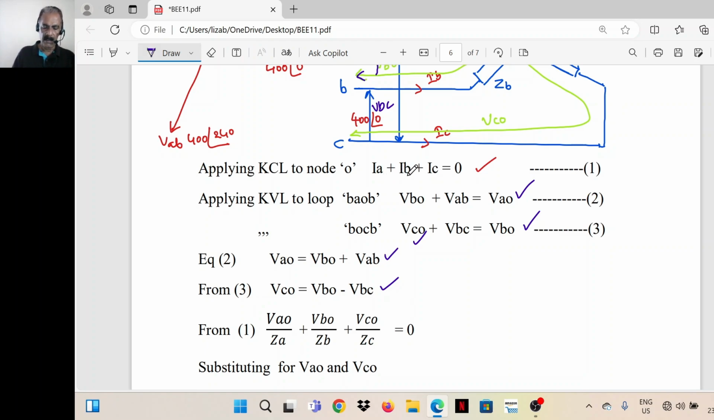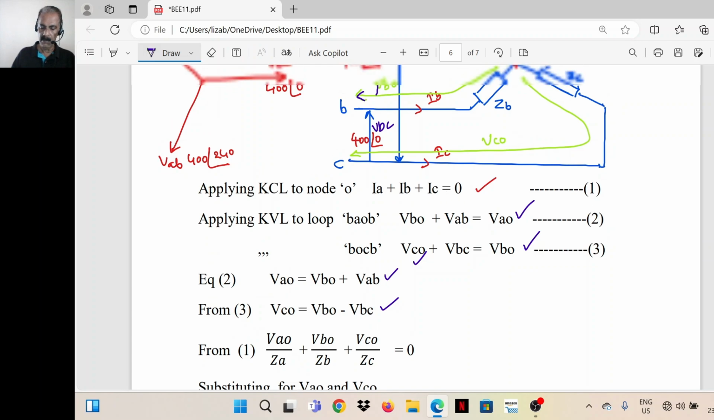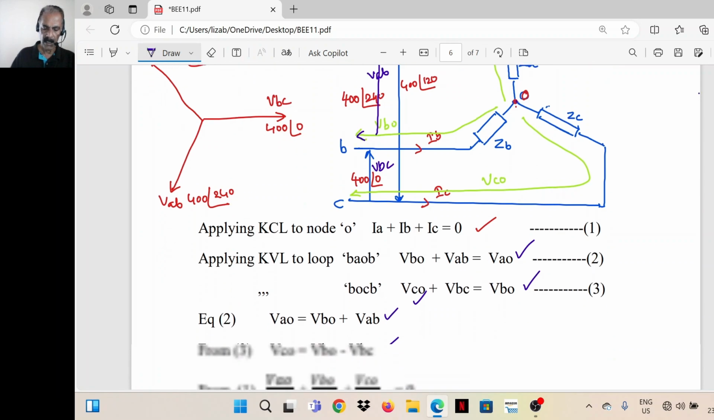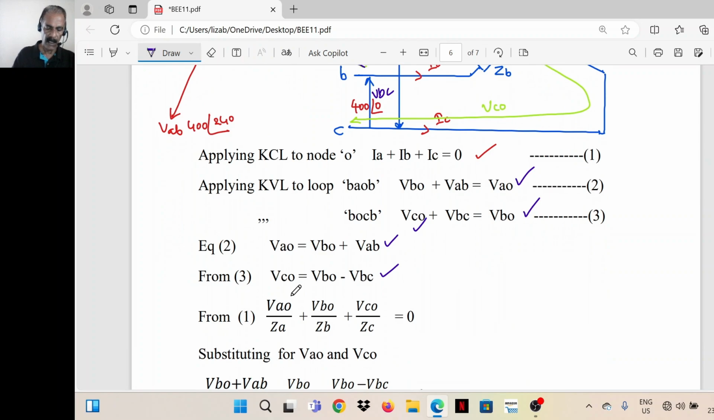Now we can write the equation from current law: IA plus IB plus IC. What are IA, IB and IC? IA is equal to VAO by ZA, that is, the potential difference between A and O divided by ZA will give IA. VBO by ZB will give IB, and VCO by ZC will give IC. So instead of IA, we can write VAO by ZA plus IB is VBO by ZB, IC is VCO by ZC.